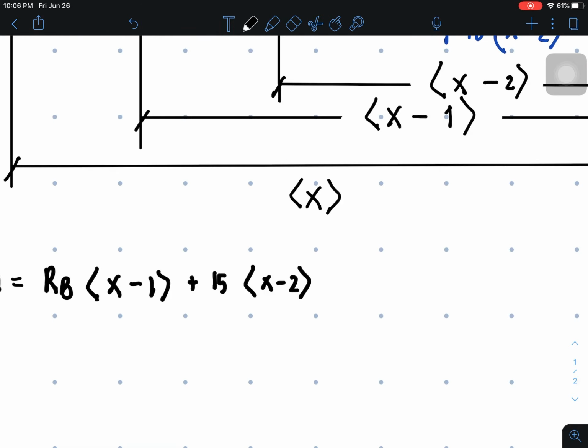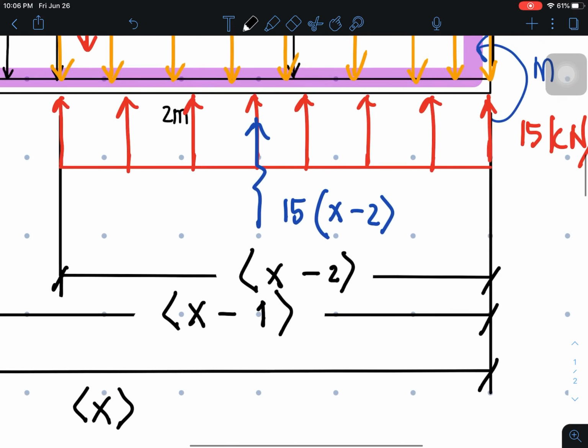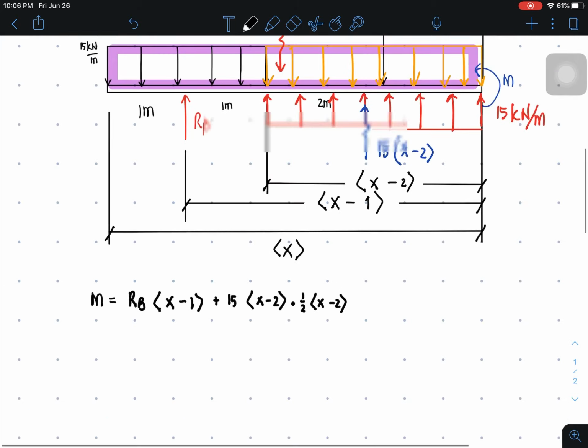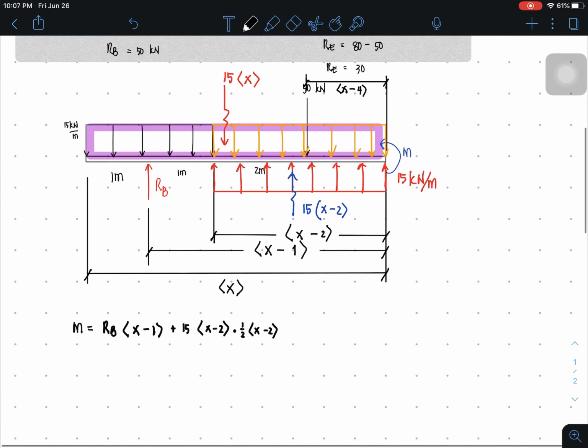This is the force. But what is the length of the moment arm kana? Pila man na siya nga distance. That's 1/2 of that. Diba? Okay, that's a rectangular loading. So multiply 1/2 of x minus 2. Na. Next. Kani, do not forget that 50 kilonewtons.